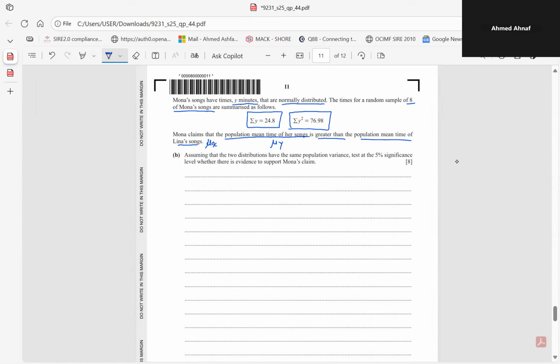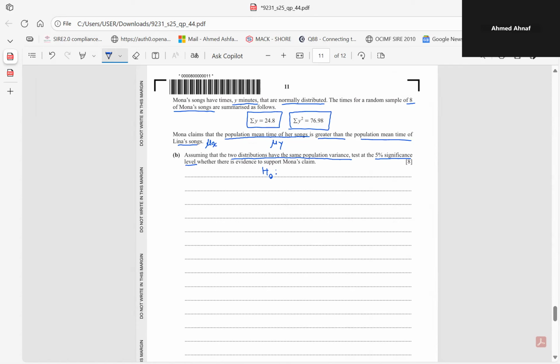Then they told us to assume that the two distributions have the same population variance. So here they're really cementing the fact that you have to use the t distribution. We have to test at the 5% significance level whether there's evidence to support Mona's claim. So this is the t-test for the difference in population means. The first step is to define our null and alternative hypotheses.